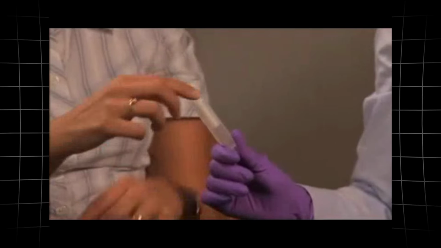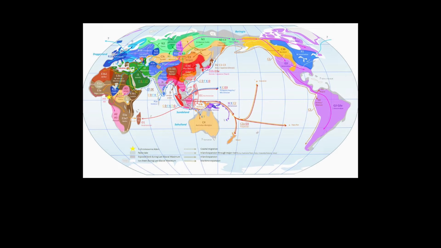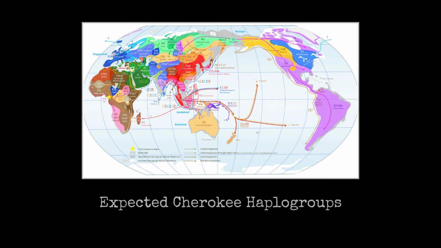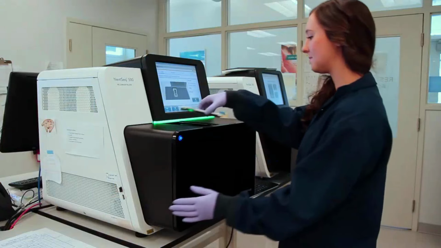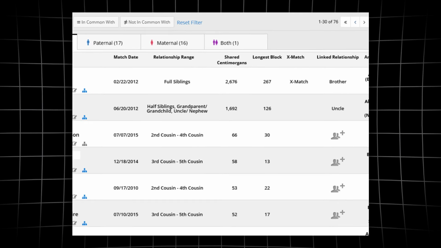When researchers turned to Cherokee descended families in Appalachia, the numbers broke every expectation. Instead of the classic Native American haplogroups, A, B, C, D, and the rare X, they found something few could explain. In a sample of 52 individuals, only 7.4% carried the expected native lineages. The rest belonged to haplogroups almost unheard of in Native American genetics.